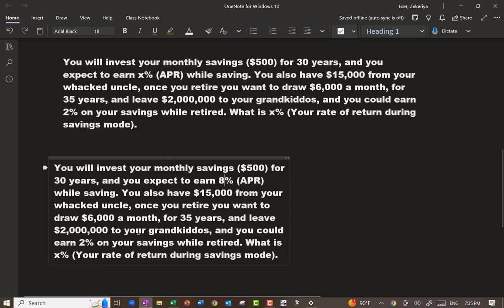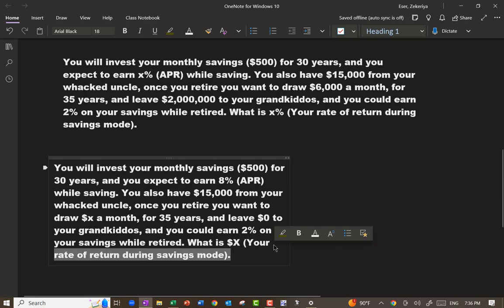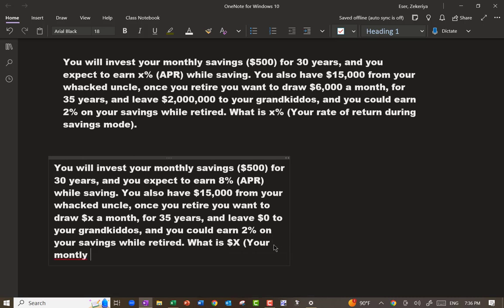And you want to draw $X a month and leave nada, zero to grandkids. And you could earn again 2% while being retired. What is $X? Your monthly retirement salary, pension payment.